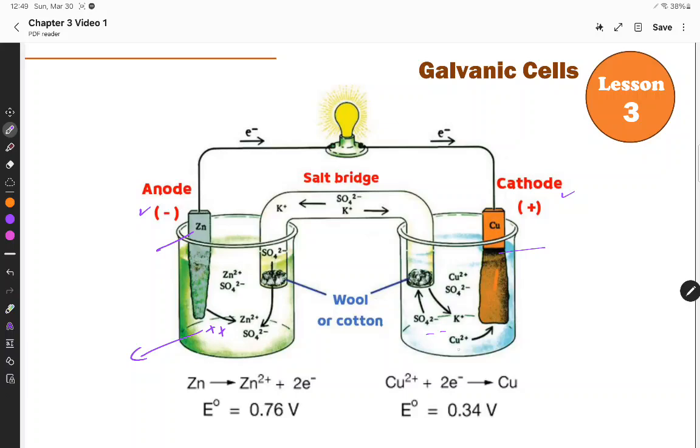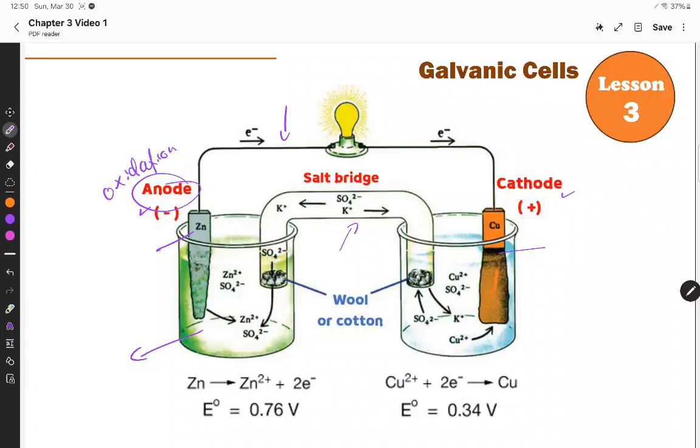Then it can ask you about the movement of ions. Negative ions, sulfate, move from the cathode half cell to the salt bridge, then to the anode half cell. Then we have the potassium ions can move to the cathode half cell. What type of conduction of electricity here? We have electrical conduction. Here we have electrolytic or ionic conduction.